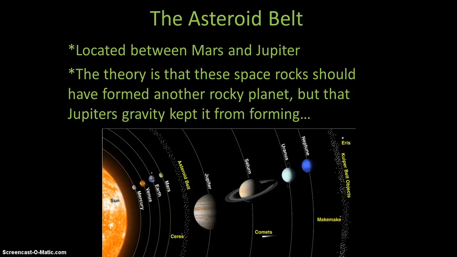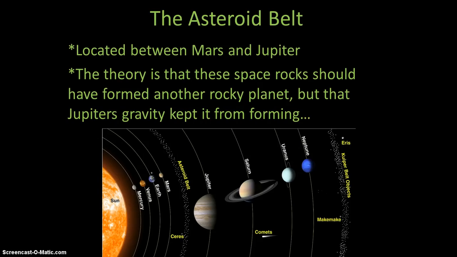So we think that the asteroid belt, which is just rocks that are out in space, should have become another inner planet, but that Jupiter's gravity was tugging on it just enough to keep all those pieces of rock from coming together. So now they're just hanging out in between Mars and Jupiter.